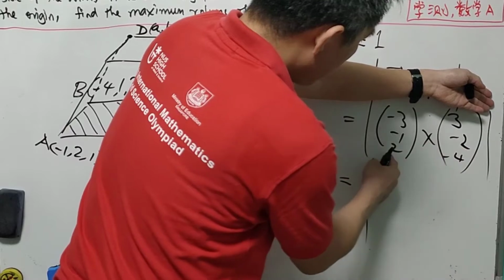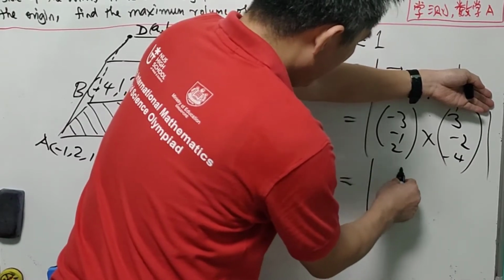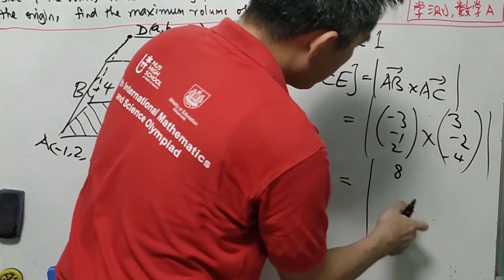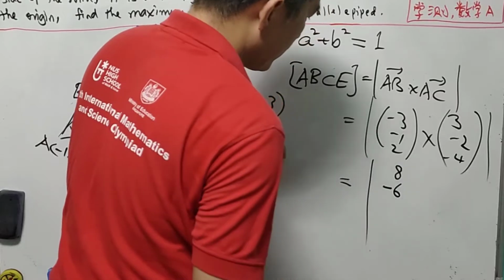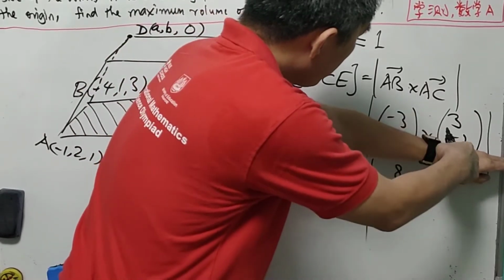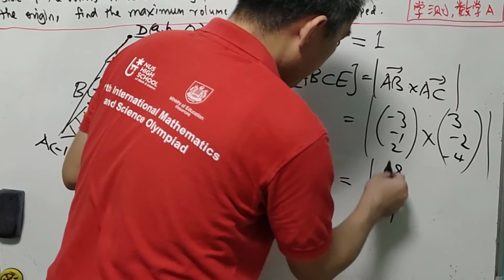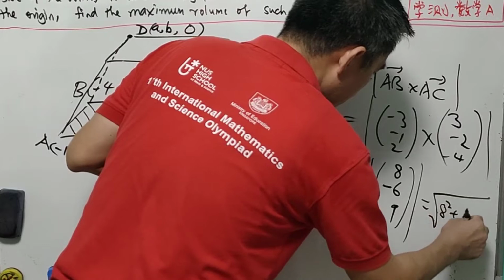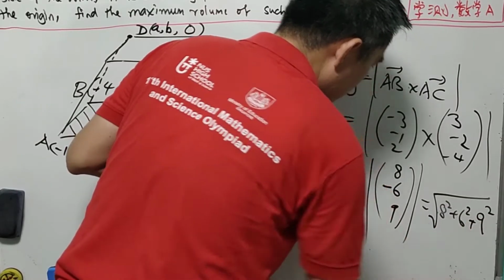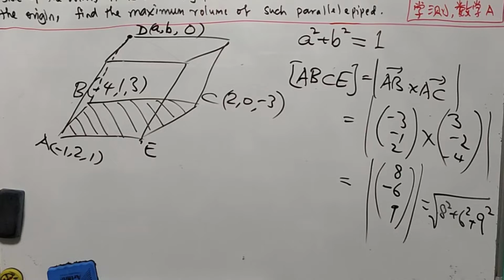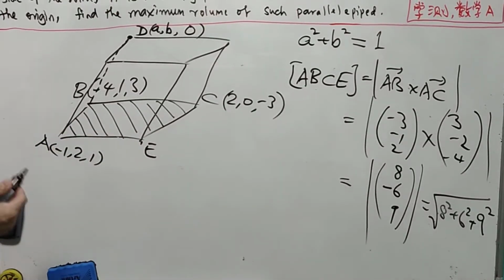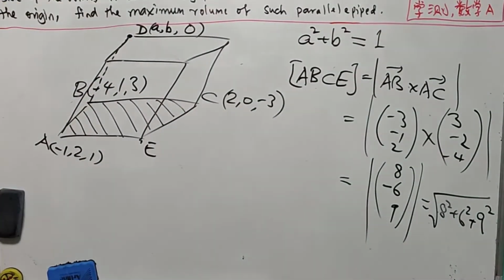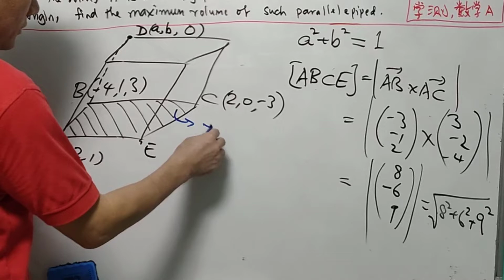Next, this will give us 4 minus -4, that is 8, and this is 12 minus 6. Remember to put an extra negative, and lastly it will be 6 minus -3, that is 9. Therefore this will be equal to the square root of 8 squared, 6 squared, and 9 squared. We'll just leave it for now. Next, we want to find out the distance. We just need to consider the distance d from the plane that contains the points A, B, and C. We'll call this plane pi.